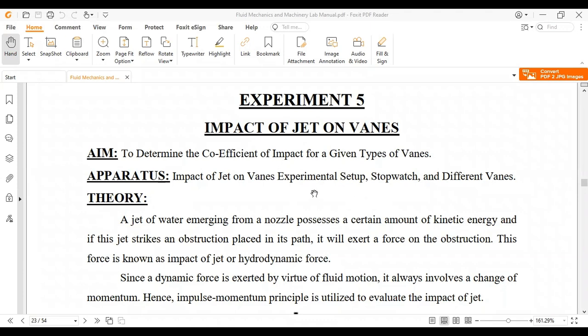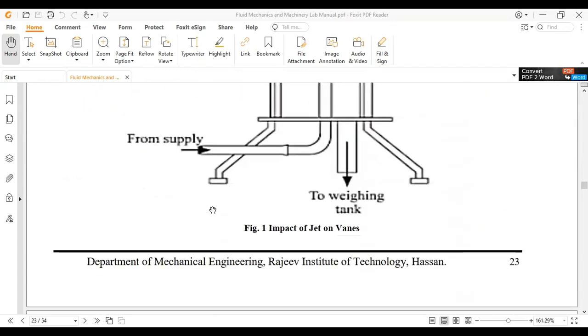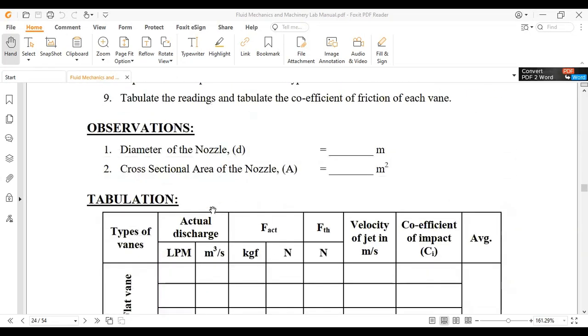Now we will continue with the calculation part of impact of jet on vanes. Just now we learned how to conduct the experiment. Now come to the calculation part. First, the observation: you should take the diameter of the nozzle. In our lab, we use a 5 mm diameter nozzle. That should be converted to meters, and calculate the corresponding area of the nozzle, pi d square by 4.